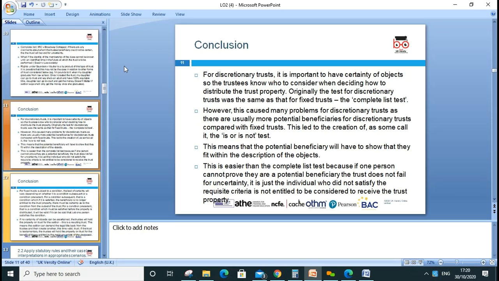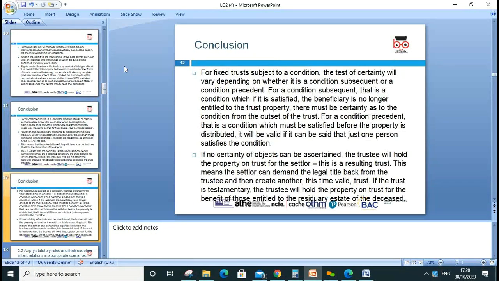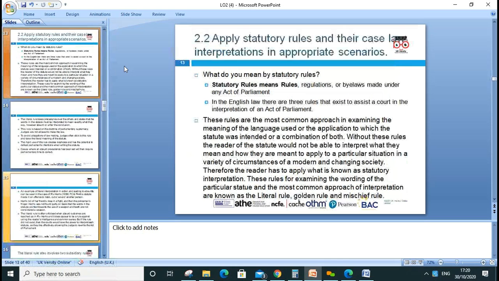So just the individual who did not satisfy the requisite criteria is not entitled to be considered for the trust property. Yes, so we need to draw the criteria there. Any question there, Yasir? No. So we need to make sure the fixed trust is subject to the condition, so we need to fulfill the condition. If no certain objects can be ascertained, the trustee will hold the property on trust for the settlor.